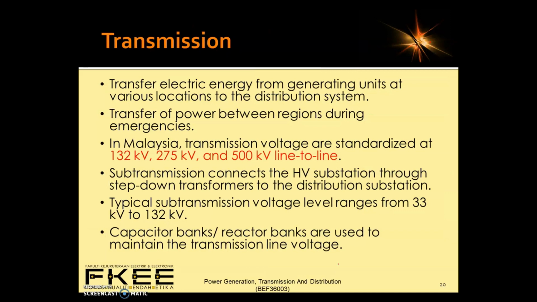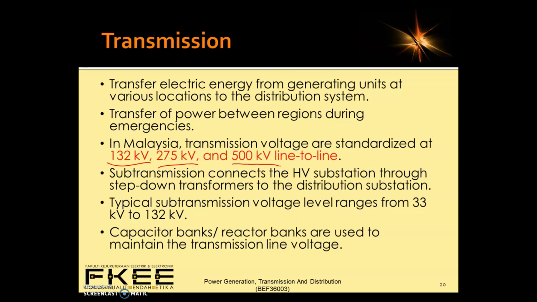So next we look on to the transmission. Transmission basically is used purposely to transfer the electric energy from generating units at various locations to the distribution system, and for the transfer of power between regions during emergencies. In Malaysia, the transmission voltages are standardized at 132 kV, 275 kV, and 500 kV line to line.